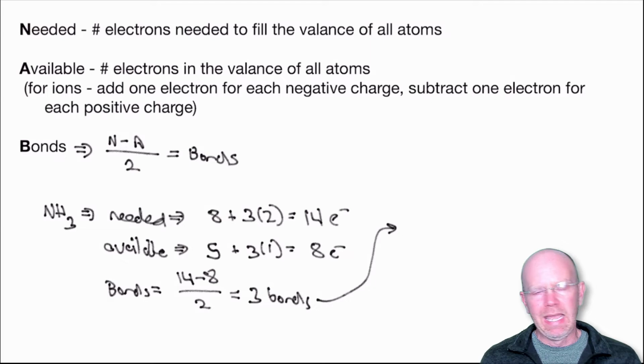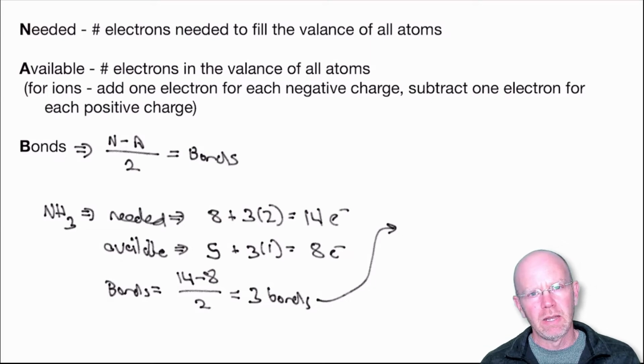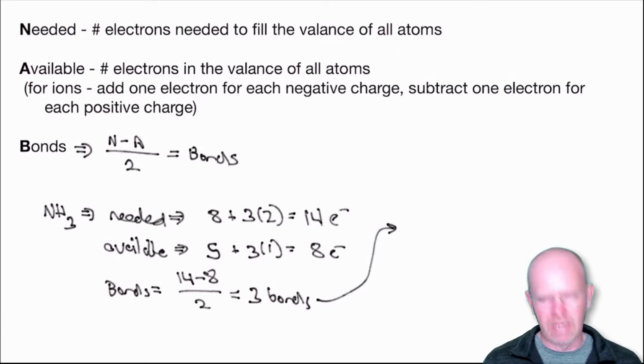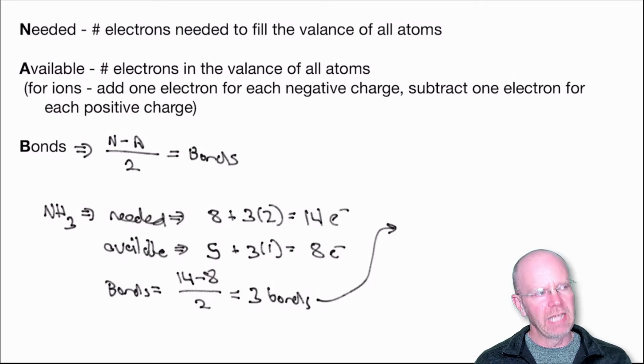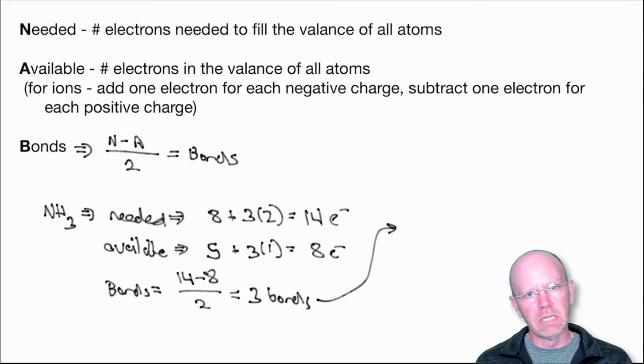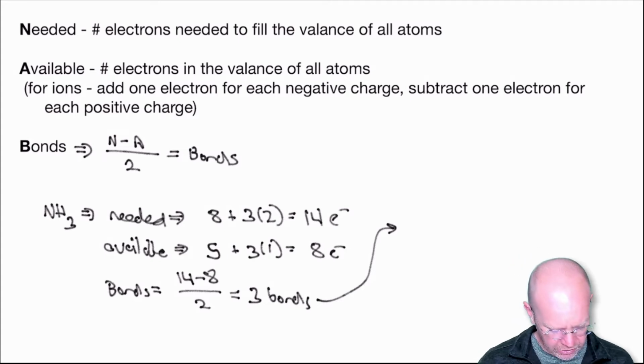Let's talk about this NAB method for how to derive a Lewis structure given a molecular formula. The NAB stands for needed, the number of electrons needed to fill the valence of all atoms. So how many electrons need to be added to the existing valence of the element to get to the noble gas configuration. We're just going to sum it up for all the atoms in the molecule. Then we're going to talk about the available electrons, the number of electrons that come in on each atom in its valence. So now we're just adding up the valence electrons in each atom.